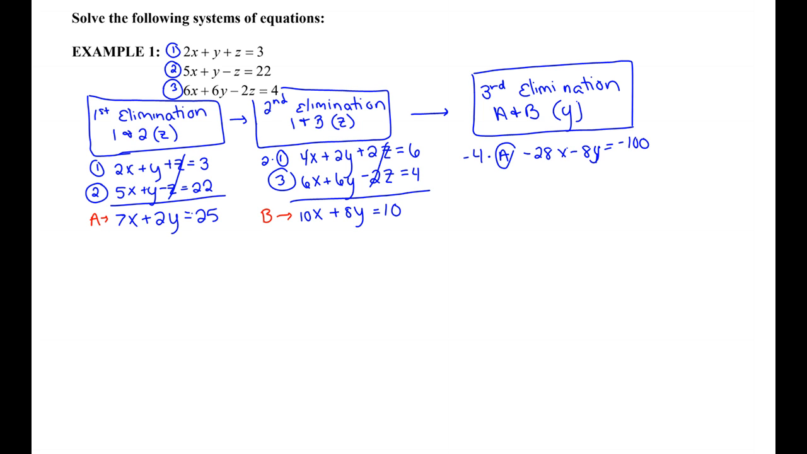My equation B, I don't have to multiply by anything. So I have 10x plus 8y equals 10. And I'm going to add these together. I get negative 18x equals negative 90. If I divide both sides by negative 18, I find that x is going to be equal to 5.